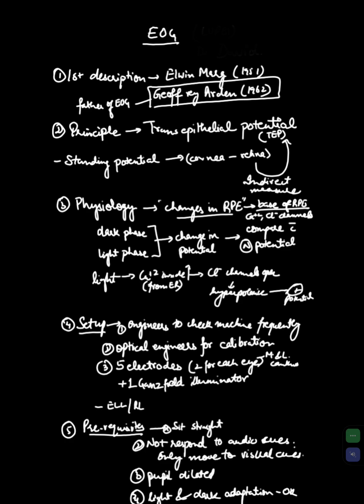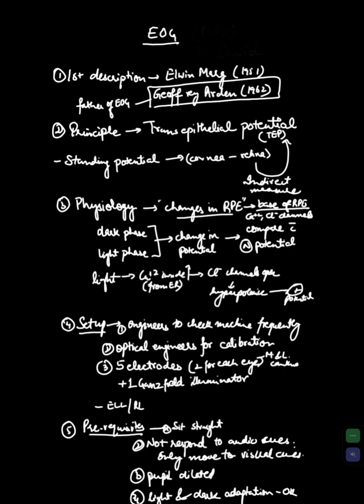The base of the RPE cells has calcium and chloride channels. So the EOG measures the changes in the RPE. In the dark phase and the light phase, there is a change in potential, which helps us to compare with the normal potential.